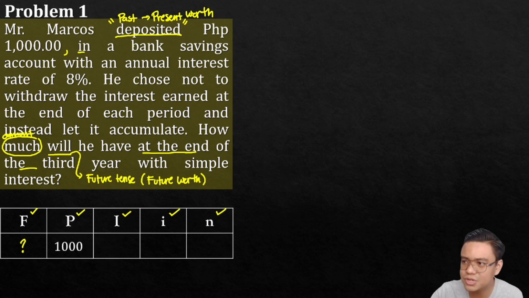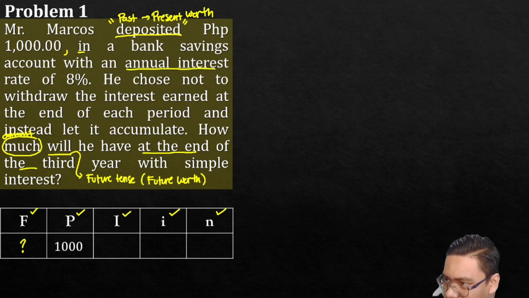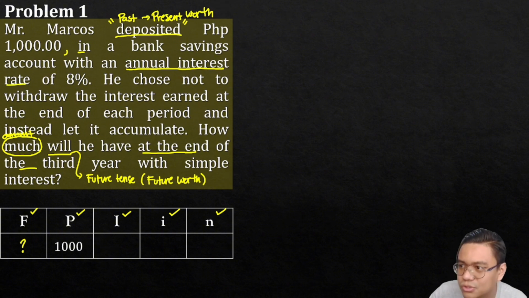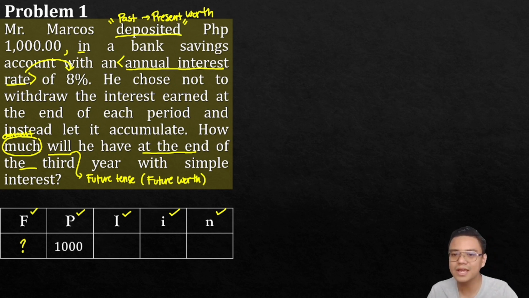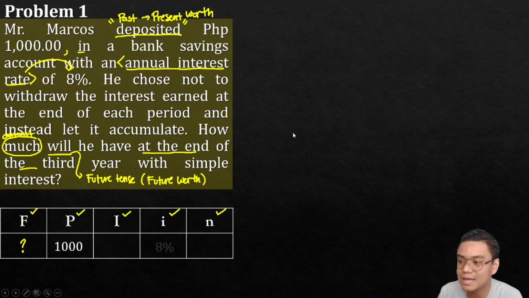Now, let me just continue. In a bank savings account with an annual interest rate. So, this has an annual interest rate. This means that the 8% here is your I. Right? That's your 8% there. So, we will put it here as our small I. So, that's the 8%.